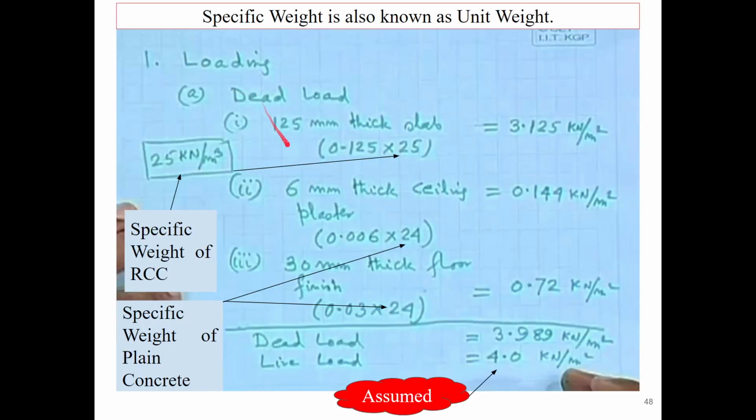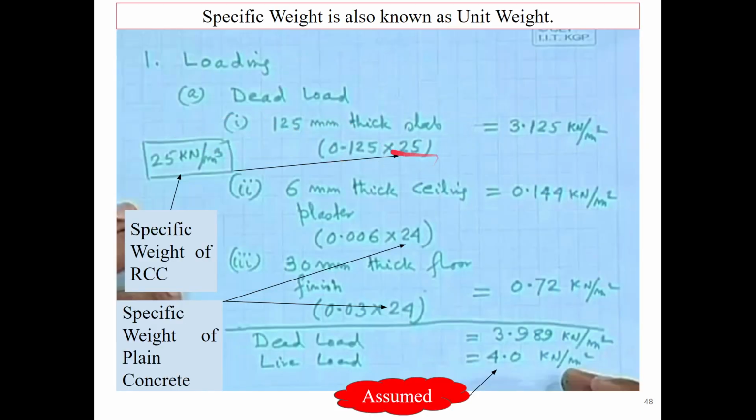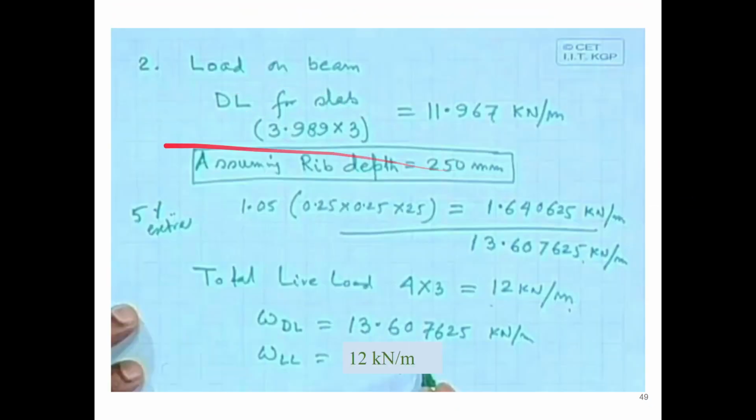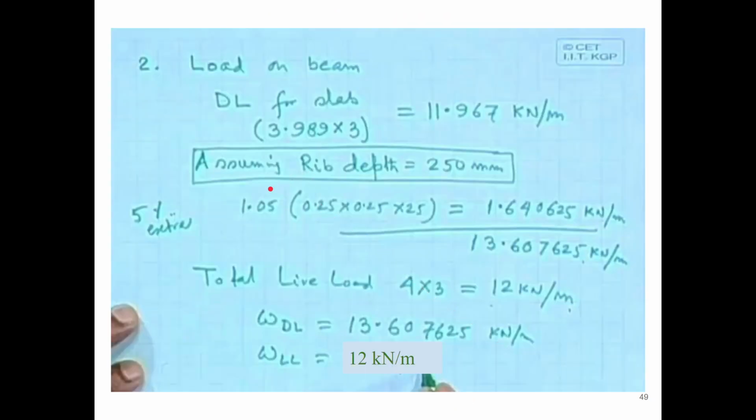So we are considering the load for the beam also. In the first part we have considered the dead load for slab, ceiling and floor, which came to be 3.989. Now adding this with the beam dead load.